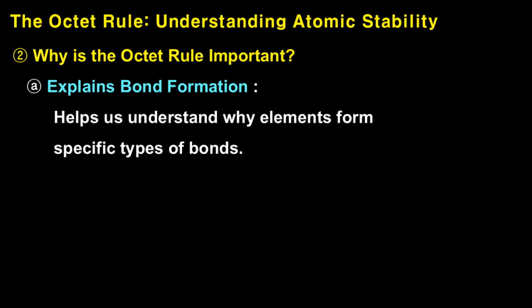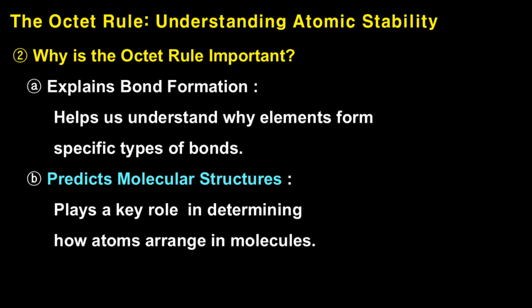Now, why is the octet rule such a big deal in organic chemistry? Well, it plays a fundamental role in explaining why atoms form specific types of bonds, especially covalent bonds, which are essential in building organic molecules. It also helps us predict what a molecule might look like and how stable it might be. By knowing how atoms share or transfer electrons to complete their outer shell, we can figure out the structure of a compound before we even draw it.